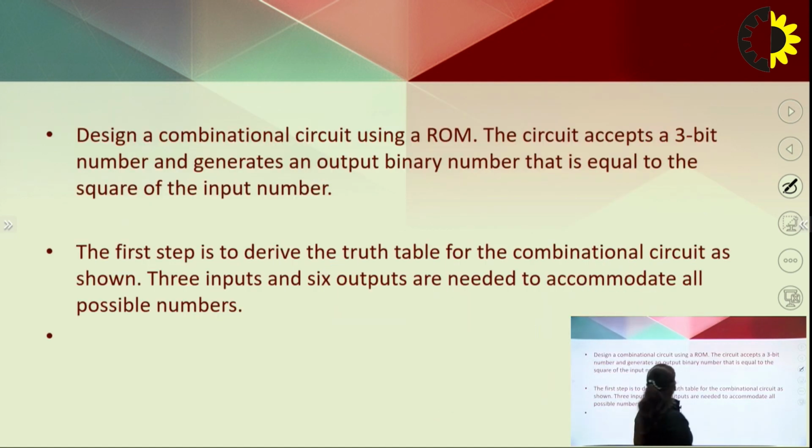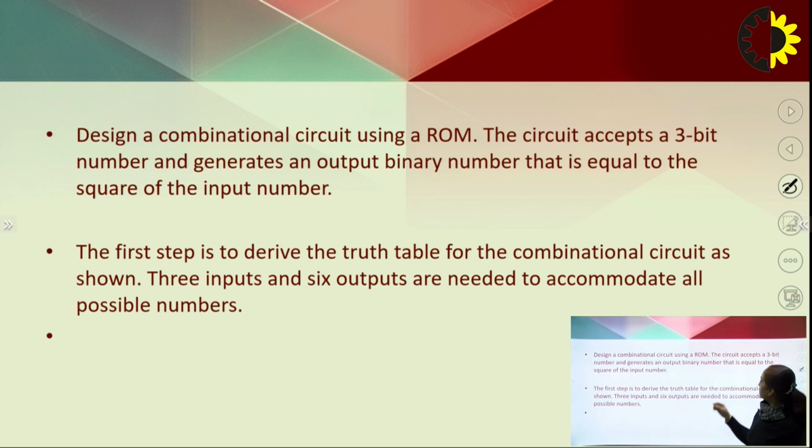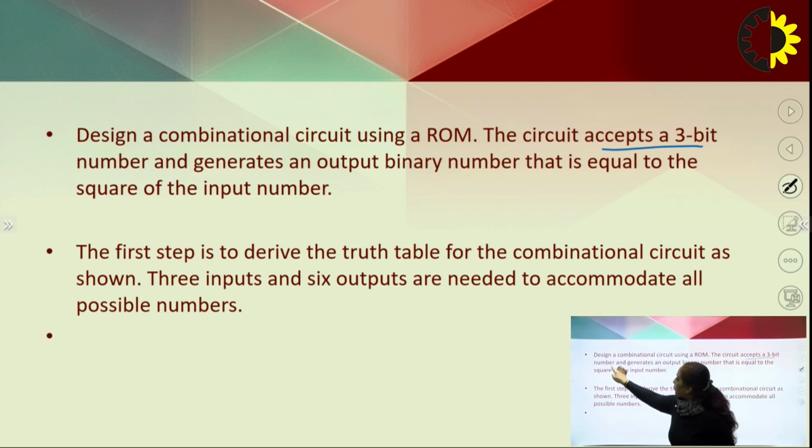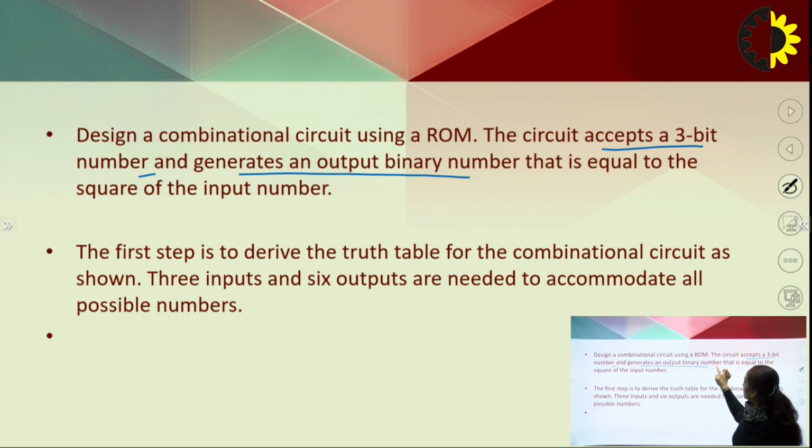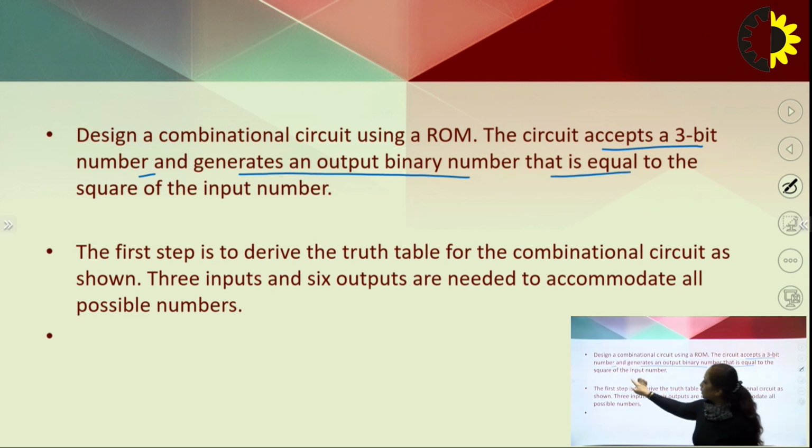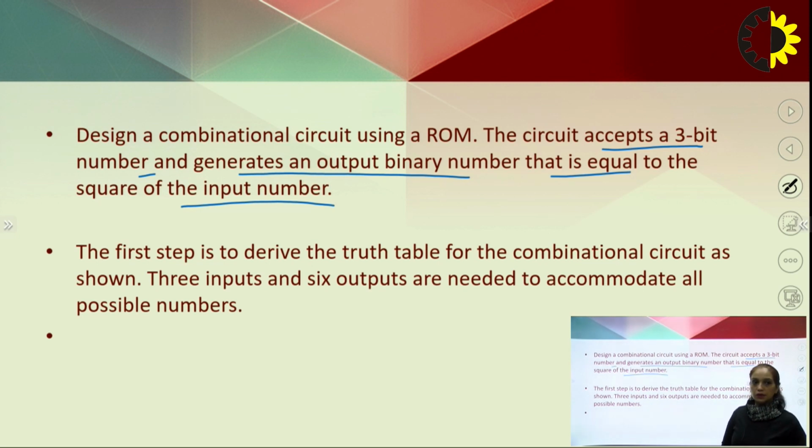So let us check one more example. Design a combinational circuit using a ROM, and the circuit accepts a 3-bit number and generates an output binary number that is equal to the square of the input number. So the first step is to derive the truth table for the given statement. If your number is 0, its square will be 0. If it is 1, its square will be 1. If it is 2, its answer will be 4, 3, right? So this way we are going to proceed further.